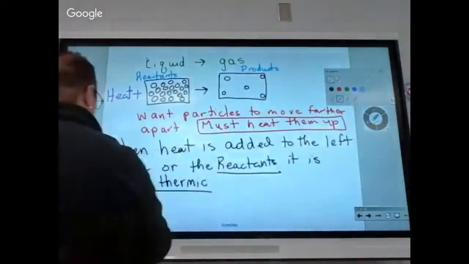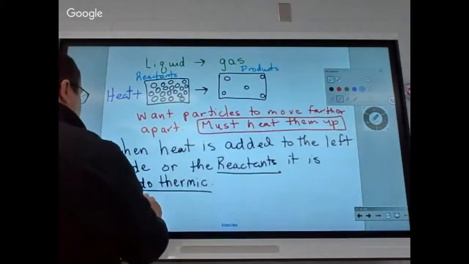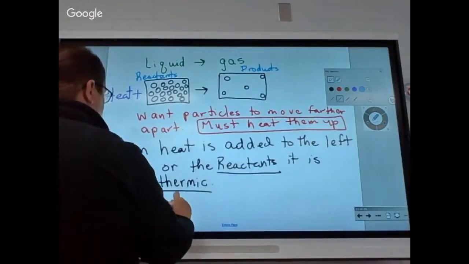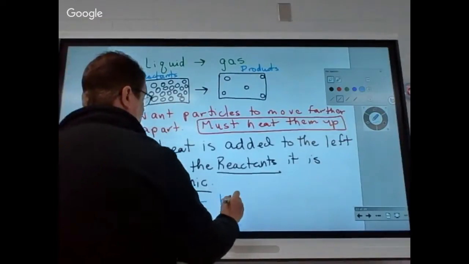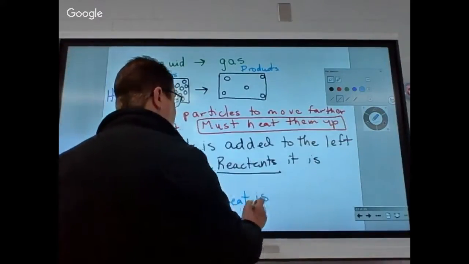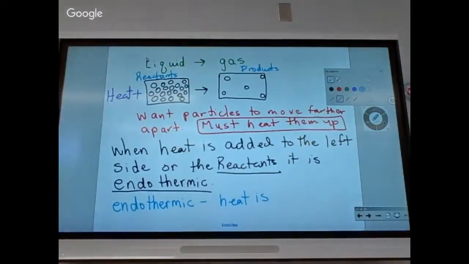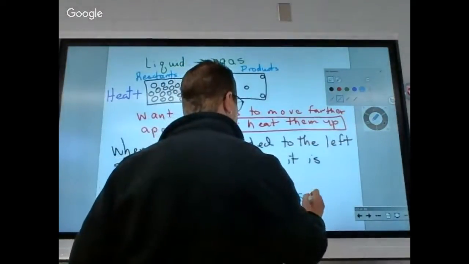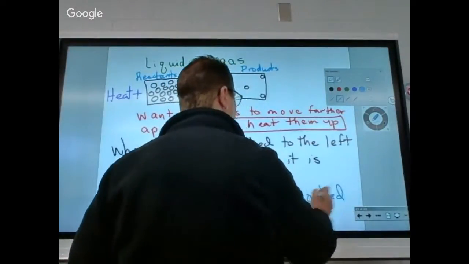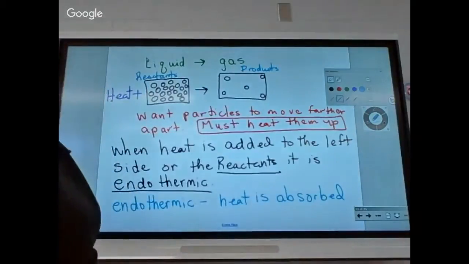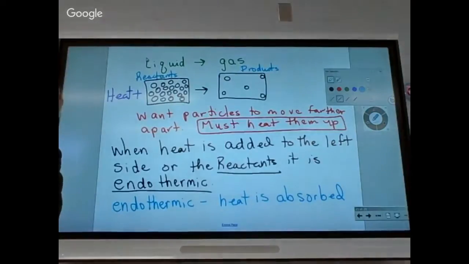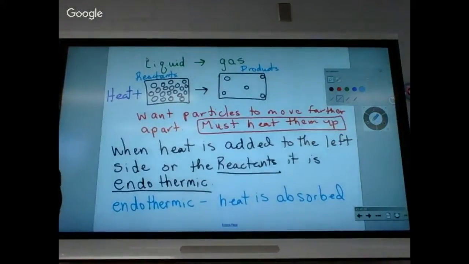Now, what does it mean to say endothermic? Heat is what? What's endo mean? Inside. So that means absorbed. Okay? Heat is absorbed. Now, if heat is absorbed, how's it going to feel to us in the lab today? Is it going to feel cool to the touch or is it going to feel warm to the touch? No, it's going to feel cool.